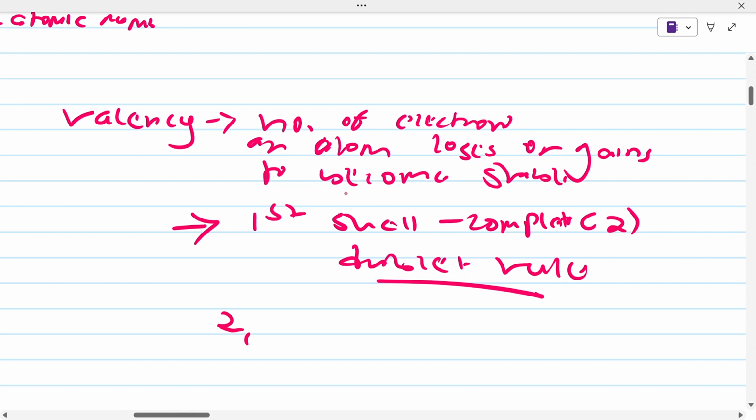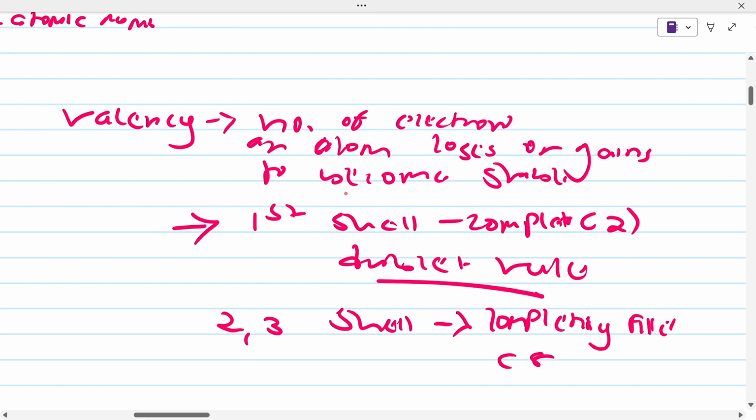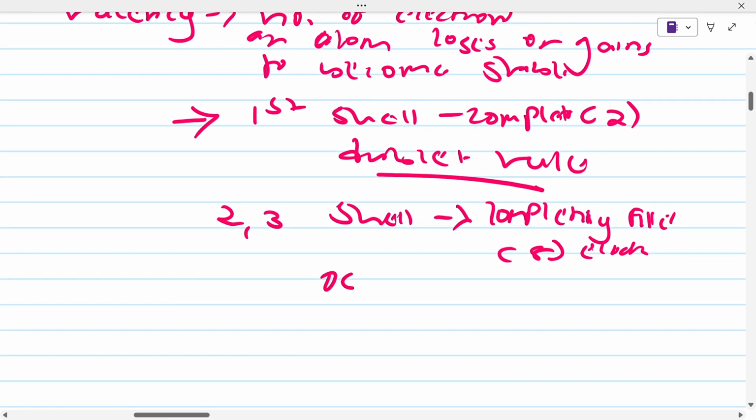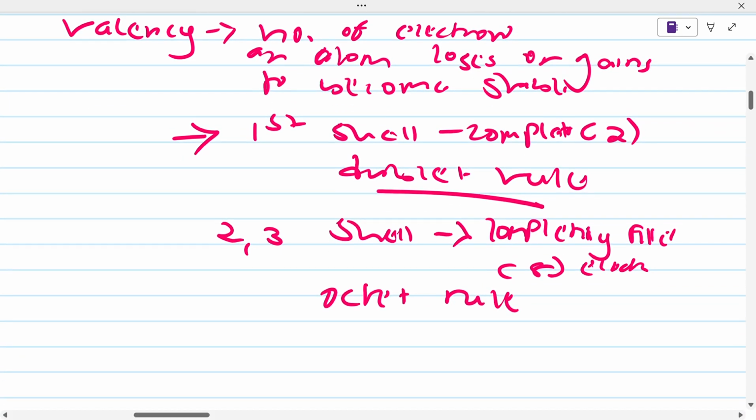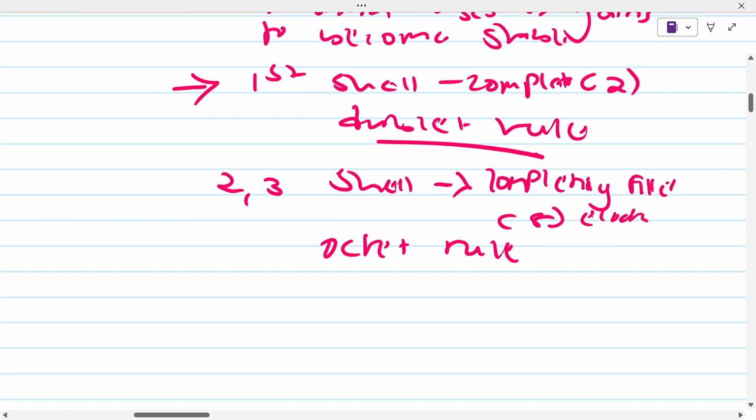In a situation where the second and the third shells are completely filled, they'll have 8 electrons. This rule is known as the octet rule. Oct means 8 and duet means 2. So for that matter, valency is the number of electrons an element loses or gains to become stable in a reaction.